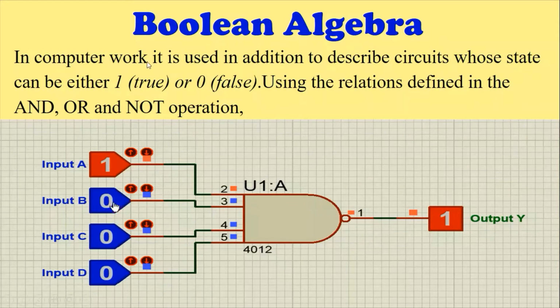Something more about Boolean algebra. In computer work, it is used to describe circuits whose state can be either 1 meaning true or 0 meaning false, or high pulse or low pulse we can say, using the relations defined in the AND, OR, and NOT operations. These are different operations used in Boolean algebra. And there is another picture we can see.